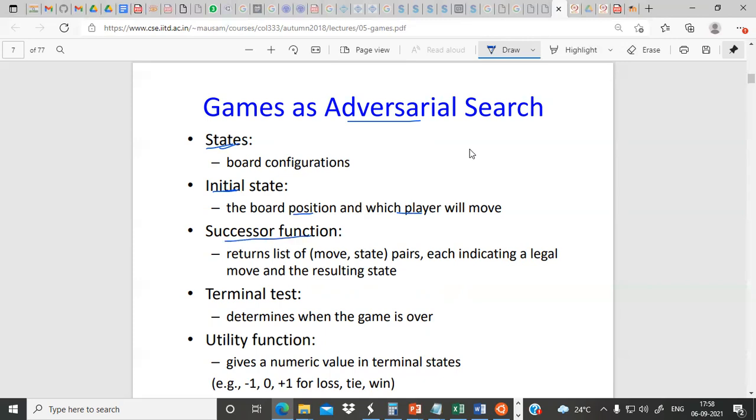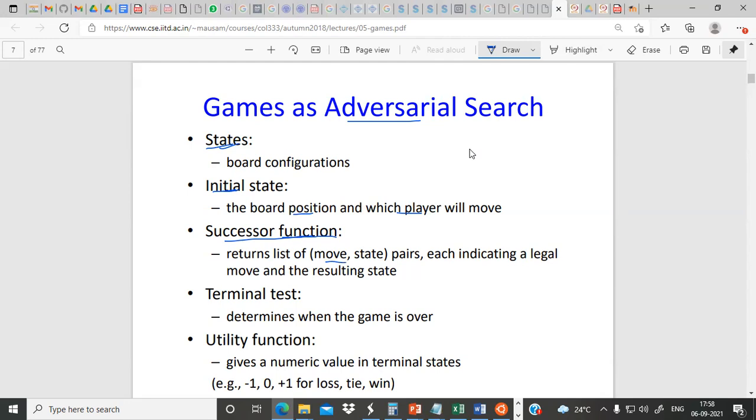The successor function is the set of operations that you can do. For example, if you take a chess game, what are the possible operations you can do? What is the rule for moving the pawn? How can a pawn be moved? How can a rook be moved? How can a bishop be moved? How can a queen be moved? For all operations we have to define an equivalent function. All these are called the successor function.